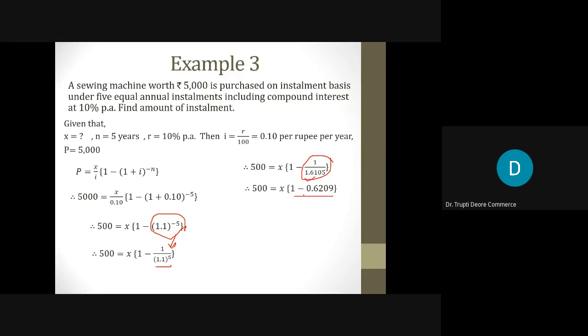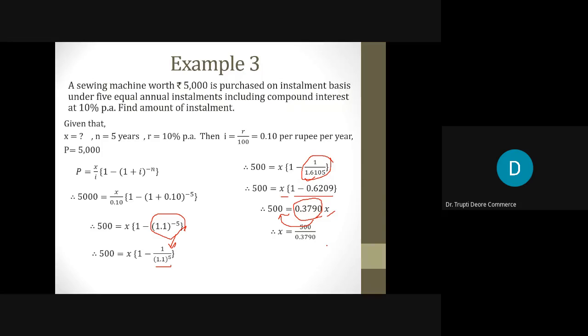First you have to solve the bracket. So 1 minus 0.6209. This is 0.3790. And x will be as it is. Here this amount is affixed as a multiplication, so we will transfer it as divided to the left hand side. So x will be 500 divided by 0.3790.